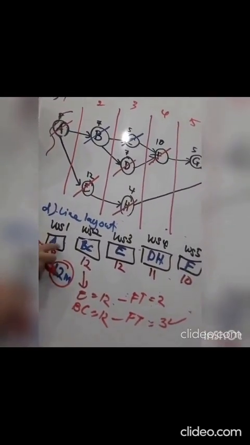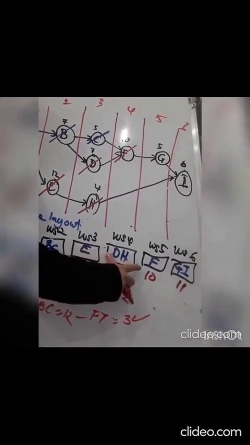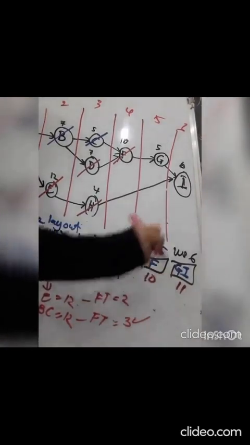Okay. And lastly, what will be the task to be assigned in the last workstation here? Definitely G together with I, which give us 11 minutes. Okay. Out of all the questions in the precedence diagram, this is the most confusing one. Okay, so workstation number 1, we have A, station 2, B and C, workstation 3, E, workstation 4, D and H, workstation 5, F, and the last workstation is G and I.